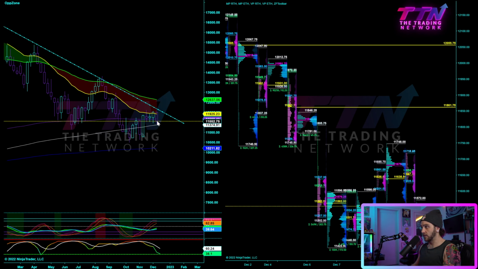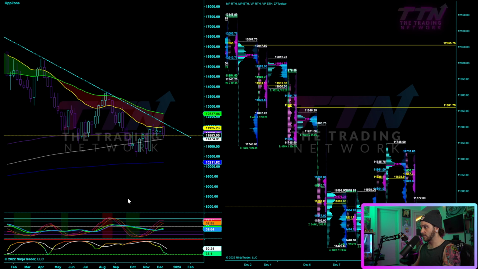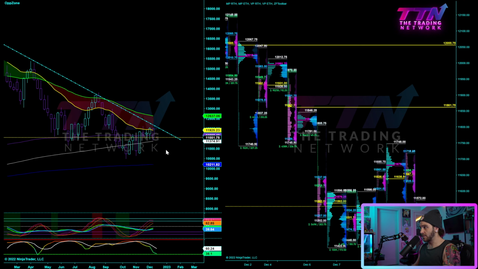If we close below the low of last week, and we're opening pretty darn close to it, if we close below 11,422, that's going to confirm another lower high on the weekly. So that will not be good for the bulls.